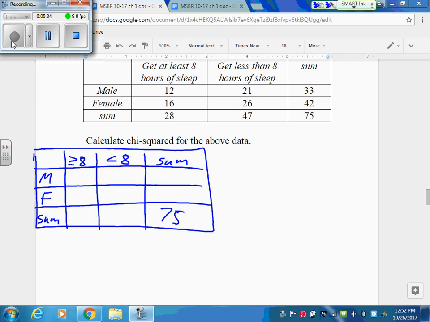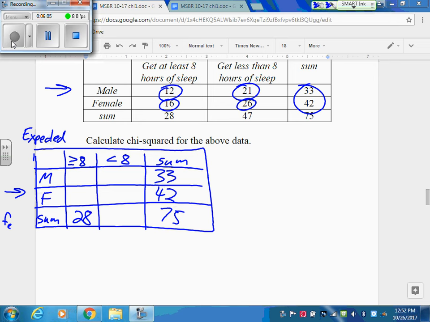And this is called an expected value table. So expected values, also known as F sub E. This original table was our F sub O. This is going to be our F sub E table. All right, so what I'm not going to copy over is any of these observed pieces of data. All I'm going to copy over are the sums. So I'm going to put a 33 here, a 42 there, and again, those just came from the sums on my original table, and then I'm going to put a 28 and a 47 here.